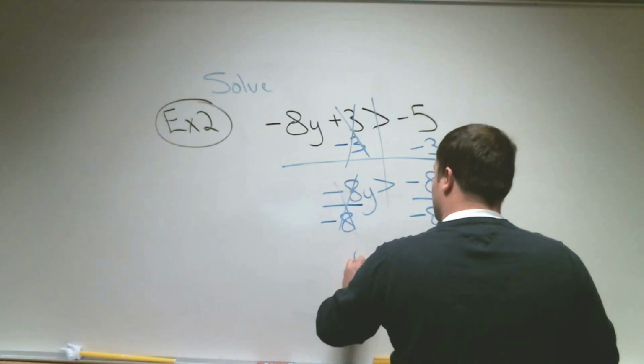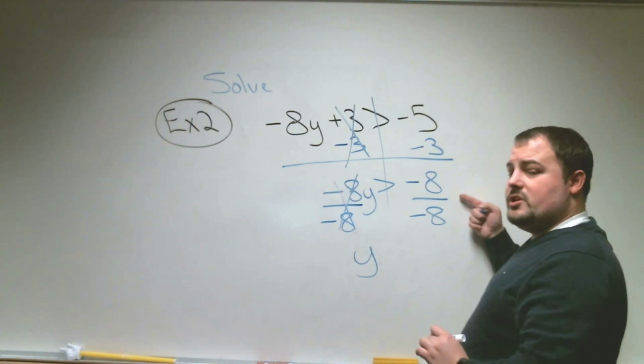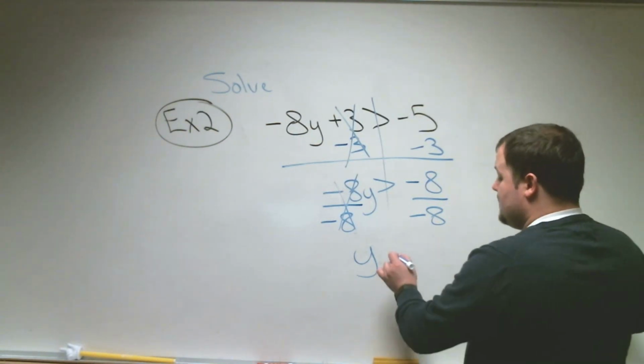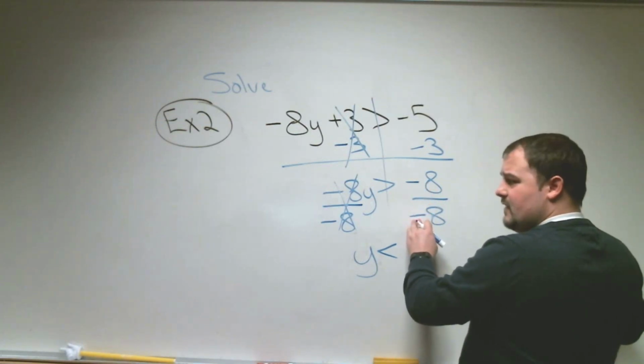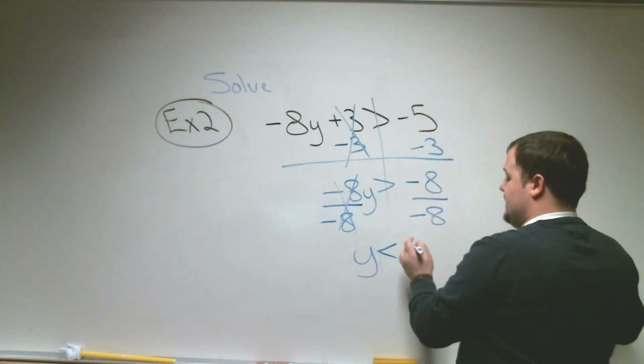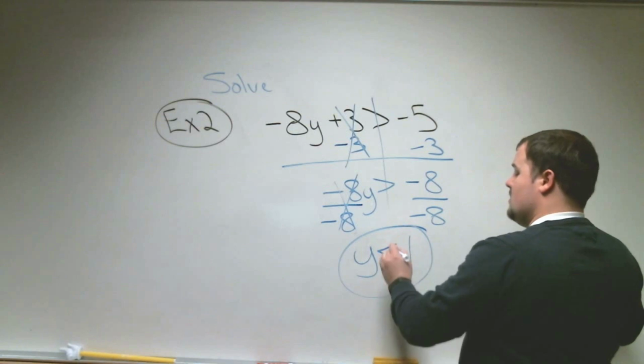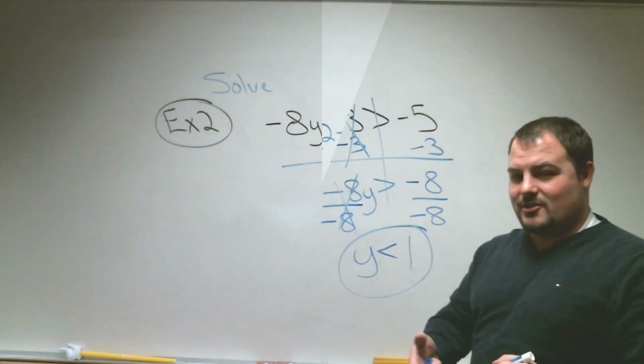This cancels out, and we get y, and the number we're dividing by is a negative. Since we're dividing by a negative, we have to flip the sign. A negative divided by a negative, that's a positive. 8 divided by 8 is 1. Y is less than 1 is our answer.